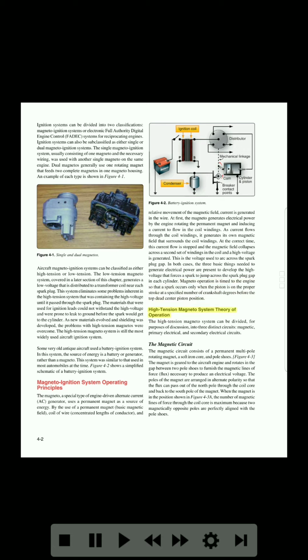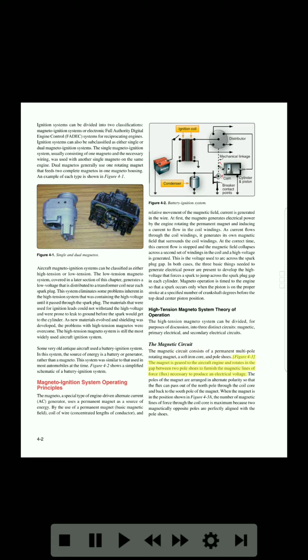High-tension magneto system theory of operation. The high-tension magneto system can be divided, for purposes of discussion, into three distinct circuits: magnetic, primary electrical, and secondary electrical circuits. The magnetic circuit. The magnetic circuit consists of a permanent multipole rotating magnet, a soft iron core, and pole shoes.